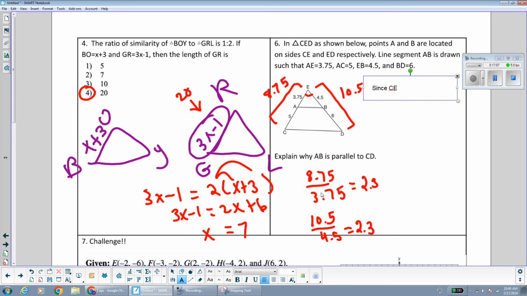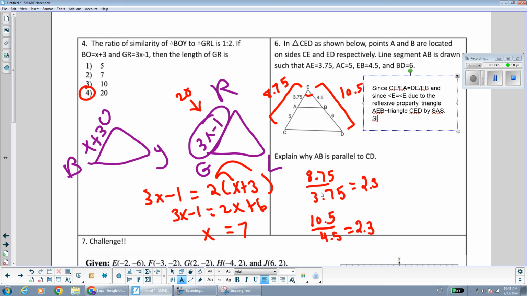Since CE over EA was equal to DE over EB, and since angle E was congruent to angle E due to the reflexive property, remember it was the shared angle, triangle AEB is similar to triangle CED by SAS.